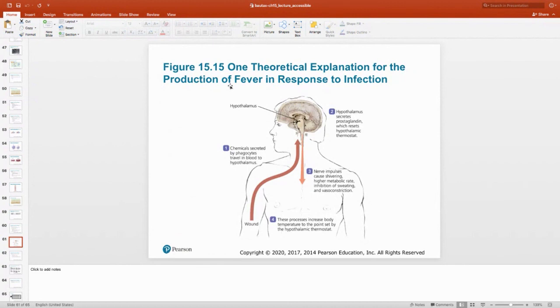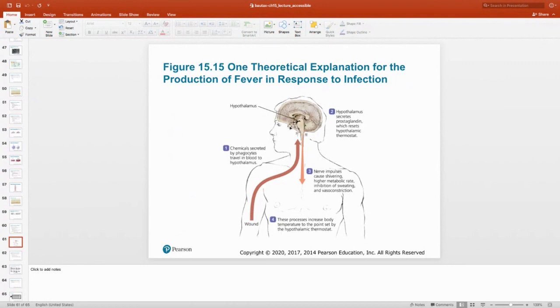They're calling it a theoretical explanation, and this is a hypothesis. It's not a theory because it has not been well tested, but let's let it go. It's a hypothetical explanation for the production of fever in response to the infection. So here are chemicals secreted by phagocytes. So this could be the chemicals created by phagocytes or any kind of a pyrogen.